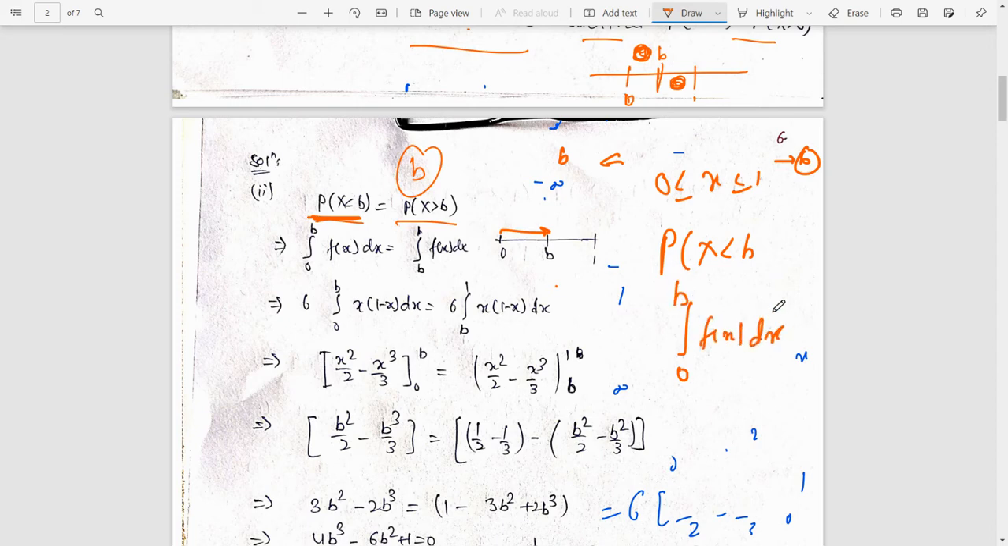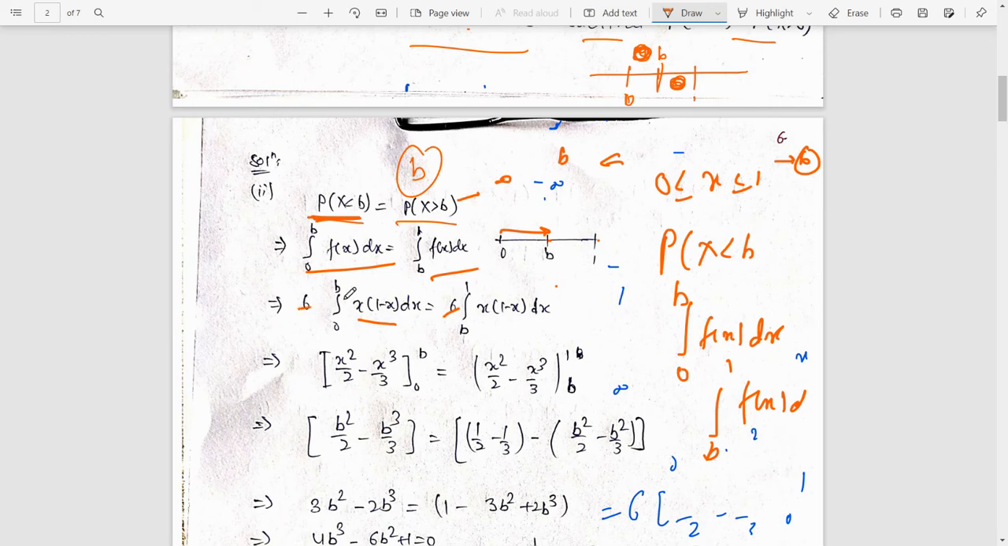And the next probability is the probability that x is greater than b. So x greater than b means from b to infinity, but obviously infinity is not in the range, only 1 is in the range. The upper point is 1. So in that case, it will be the integral from b to 1 of f(x) dx. Then you can put in the value of f(x), which is 6x(1 − x).